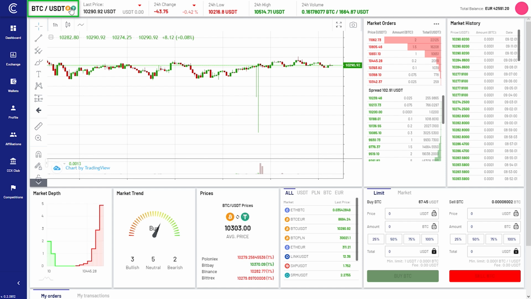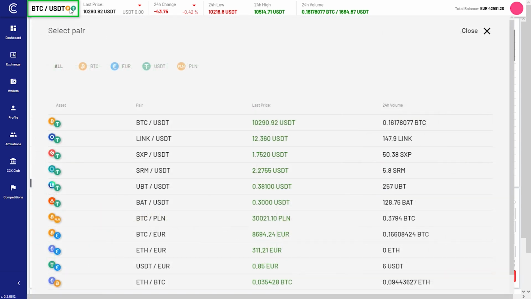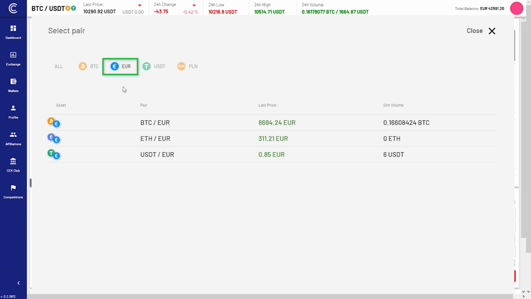If you don't have any of those cryptocurrencies yet, but you have deposit in euros, you can change the pair by clicking it and then choose all the pairs connected with euros. As you can see, at this moment you can exchange euros for Bitcoin, Ethereum and USDT. In this example, I'm gonna use Bitcoin, so let's click first position on the list.